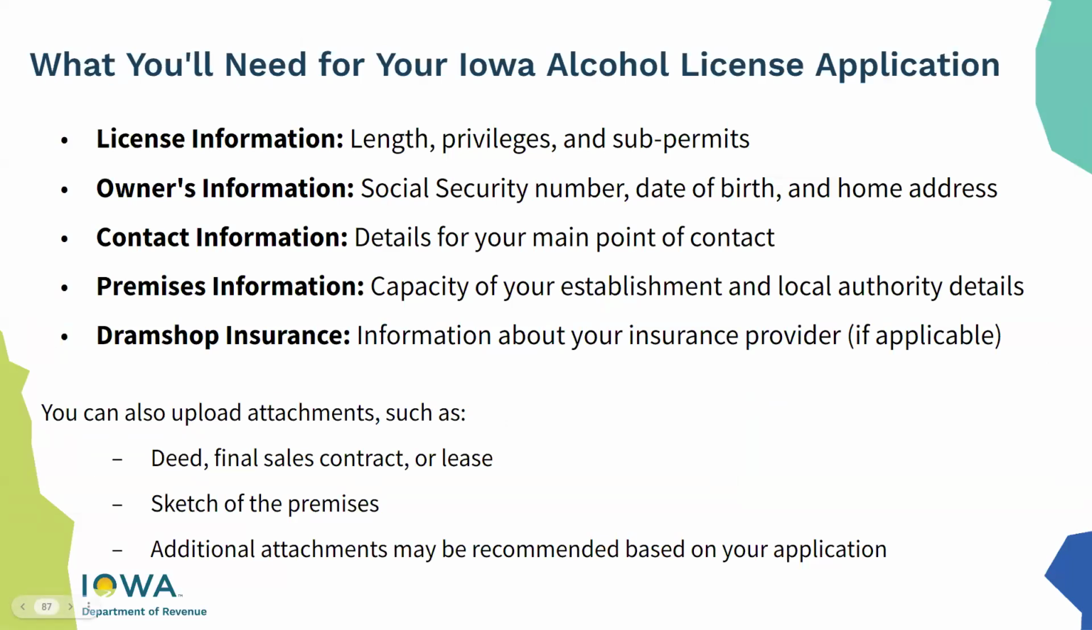All right, so what you will need for your Iowa alcohol license application is your license information. So the length of license, privileges, and subpermits you're requesting, any owner's information, which would include social security number, date of birth, and home address. Contact person information, so a person who would be a point of contact if we had to reach out for any questions or additional information. You would also want your premises information and your DRAM insurance company information if that's applicable to the license type you are applying for.